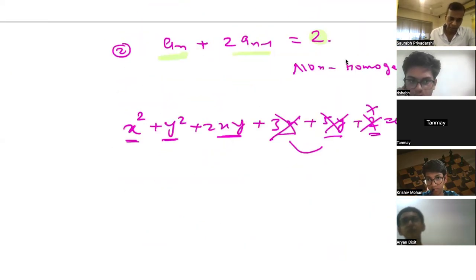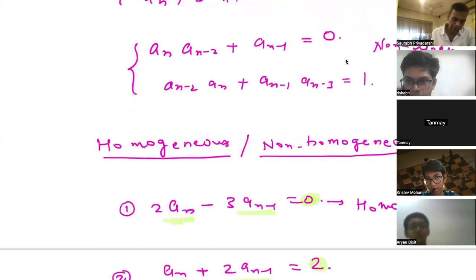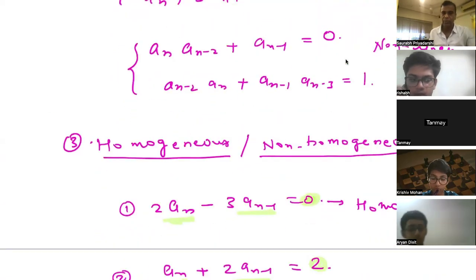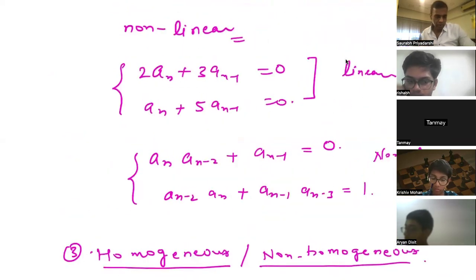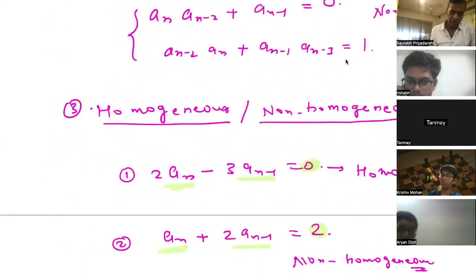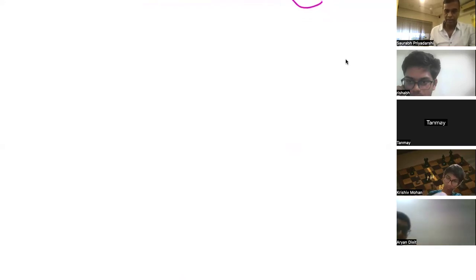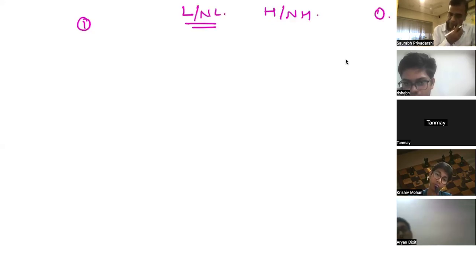Okay. So you have to play with these three terminologies, right? I'm writing a few of the recursion relations. Just you have to write it down. These are three things: order, linear or non-linear, and homogeneous or non-homogeneous, right?